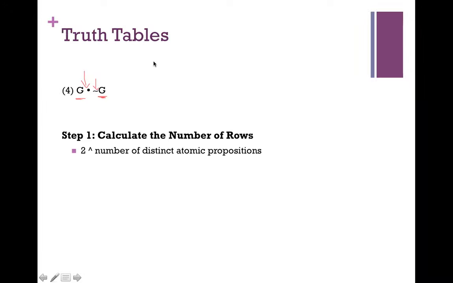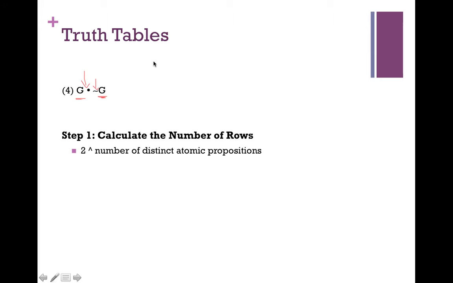G and not G. Well, we need to figure out first what the main connective is. The not right here is one of the connectives, but this one applies only to this G. And this other connective, however, applies to this G and to this G. So the and is actually our main connective. So we figured out our main connective.